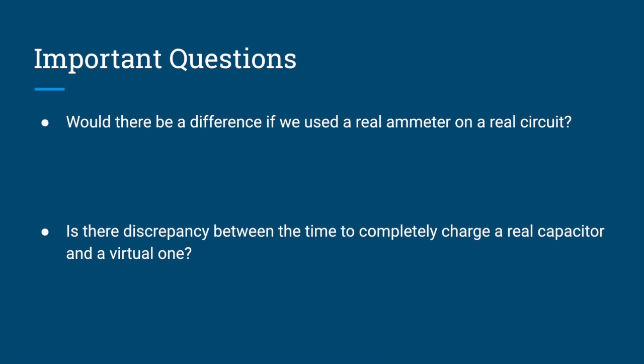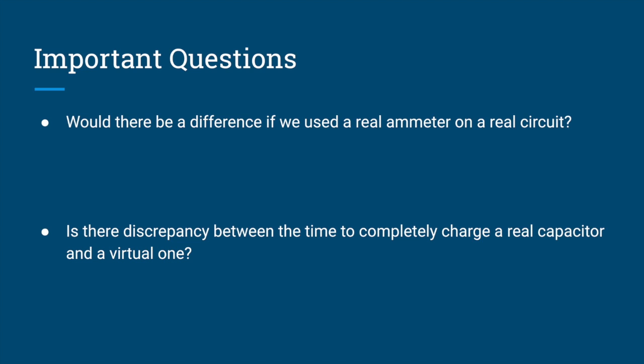So some important questions to ask ourselves. Would there be a difference if we used a real ammeter on a real circuit? And the answer is yes. In this case, we're looking at an ideal ammeter in which the resistance is completely zero. But in real life, almost nothing has zero resistance, so we would find a slight voltage drop across a real ammeter.